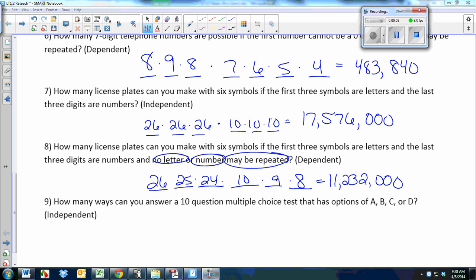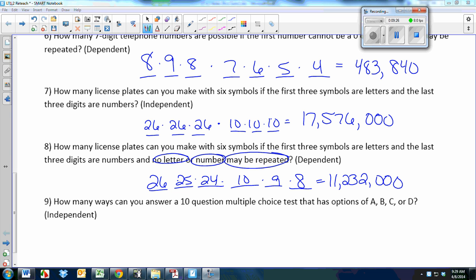All right, as you can see on the video, we already answered 7 and 8. The letters are 26 options. Numbers, there's 10 options. And in number 7, you can repeat. In number 8, you cannot repeat. So that changes how many choices you have once you use them. We haven't talked about it yet, but independent versus dependent, that's exactly what this is.